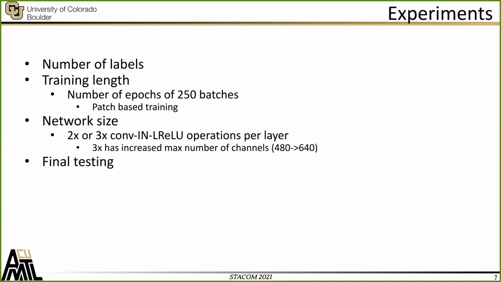We then ran 3 initial experiments before our final test submission. The first was altering the number of labels used for training. The second, altering the number of epochs during training, with an epoch defined as 250 batches due to patch-based training. Finally, we altered the network size, comparing networks with either 2 or 3 convolutional blocks per convolution layer, with an increased maximum number of features in the 3x network. We then submitted our final results determined by this initial testing.